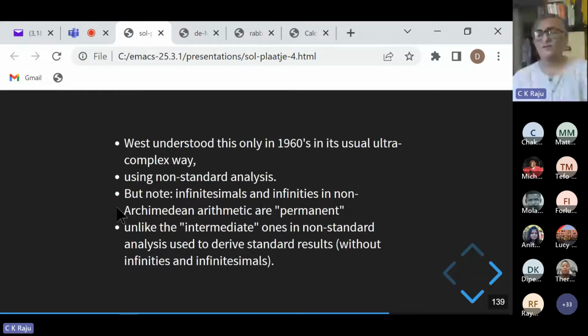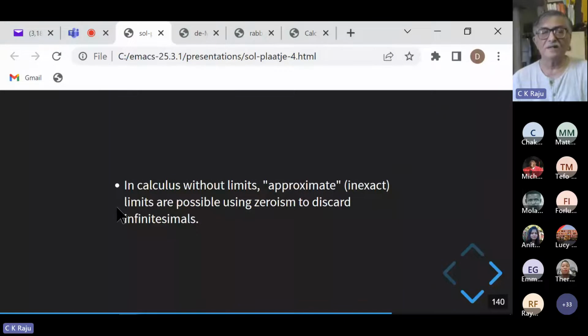So the West understood this only in the 1960s in its usual ultra-complex way when non-standard analysis was brought in. I used it for my PhD thesis. In non-standard analysis, infinities and infinitesimals come in only at an intermediate state. They go out. The final result has to be standard. But in non-Archimedean arithmetic, they are permanent. They are there. But there's nothing funny about saying that x is greater than, unless you don't understand ordering. All right. So non-Archimedean arithmetic, and then the thing is that you can eventually discard infinitesimals using zeroism.